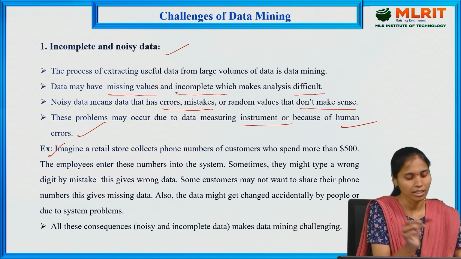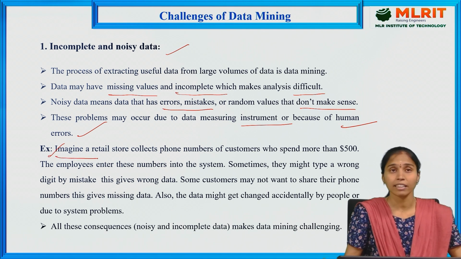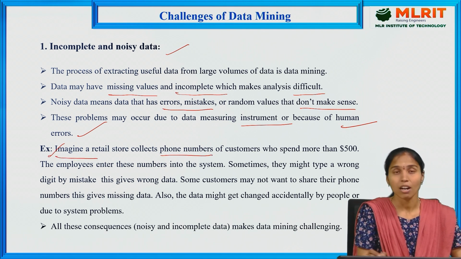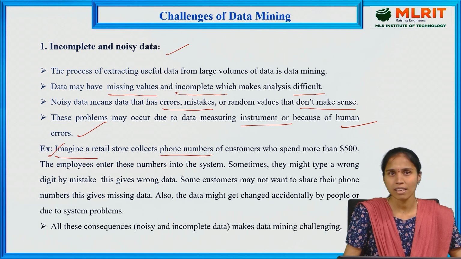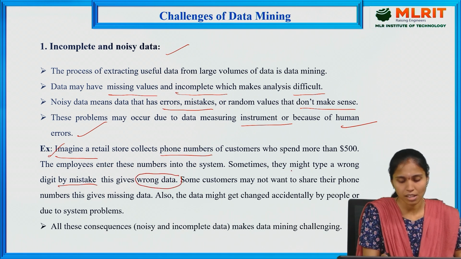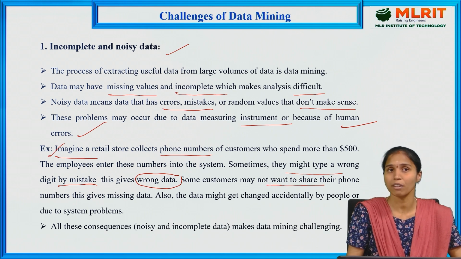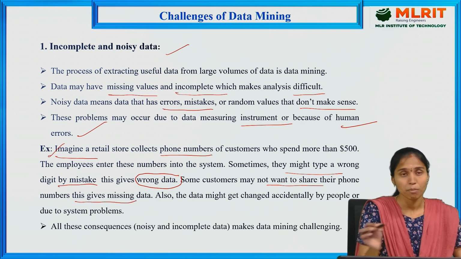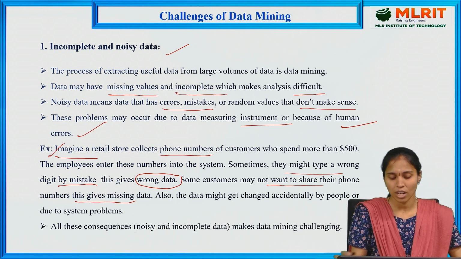For example, imagine a retail store collects phone numbers of customers who spend more than $500. The employees enter these numbers into the system. Sometimes they might type a wrong digit by mistake, so that gives wrong data. Some customers may not want to share their phone numbers. This gives missing data.